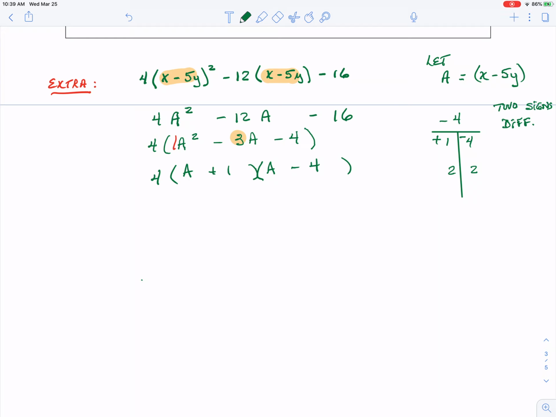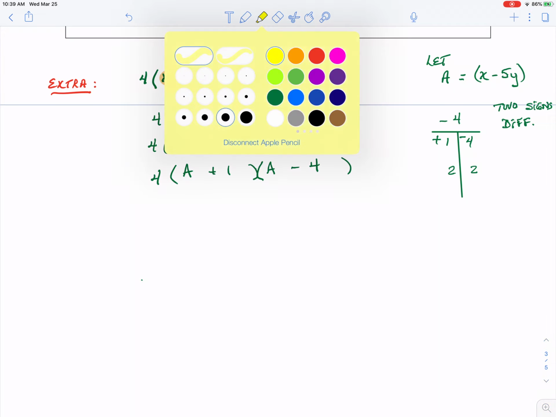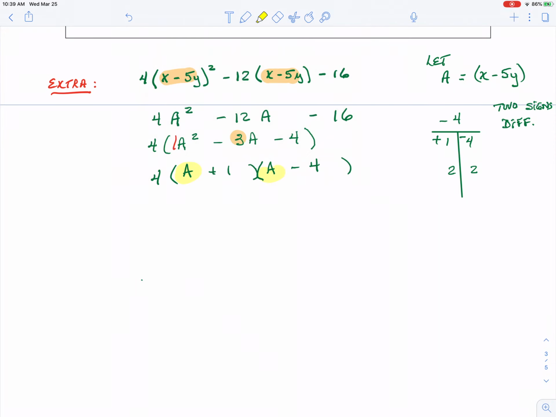But the original problem didn't start with an a in it. That was just something I made up. So now at the end here, you need to come back, and everywhere you see the letter a, you're going to go back and plug in with what a was representing.